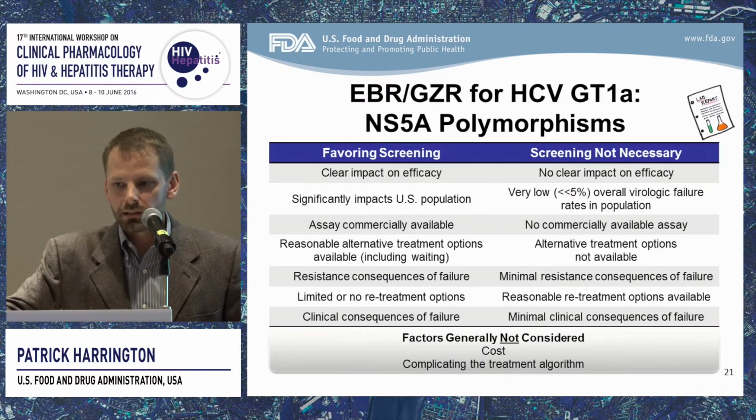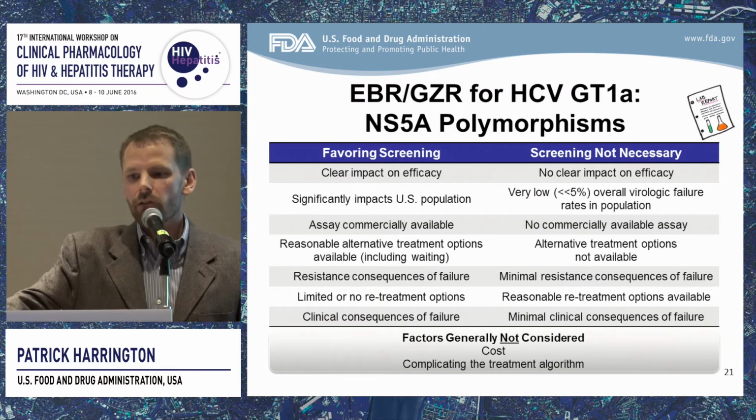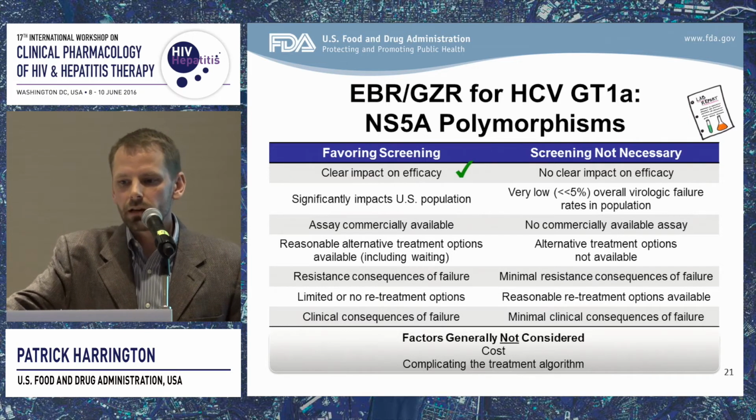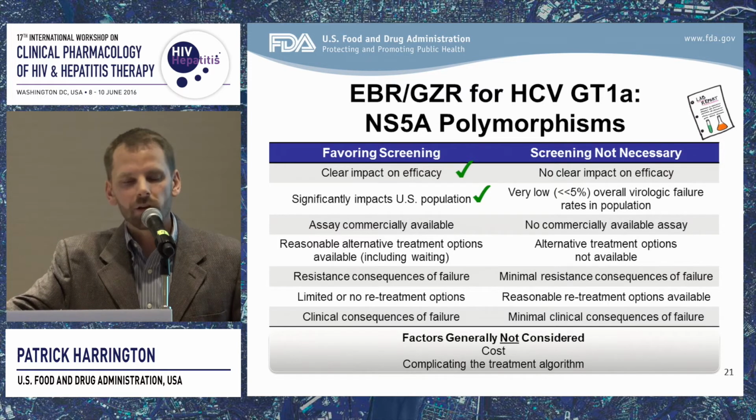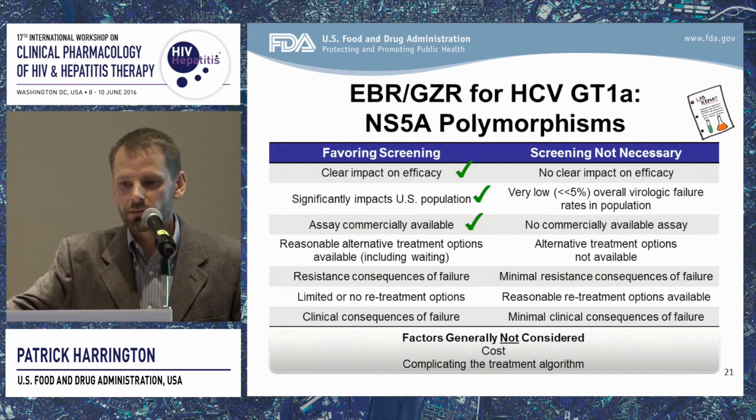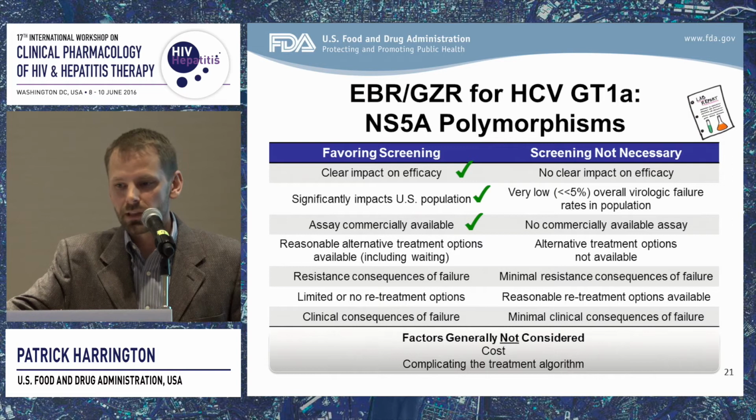So I think we had a pretty clear case for that 12-week ribavirin-free regimen where we had a clear impact on efficacy. We had something that impacted 10 to 12% of the genotype 1A population. There are now multiple laboratory-developed tests that are commercially available to detect these polymorphisms in clinical practice. They were even in use at the time of review of this regimen, or at least one of those assays was in use. And we think there are reasonable alternative treatment options.